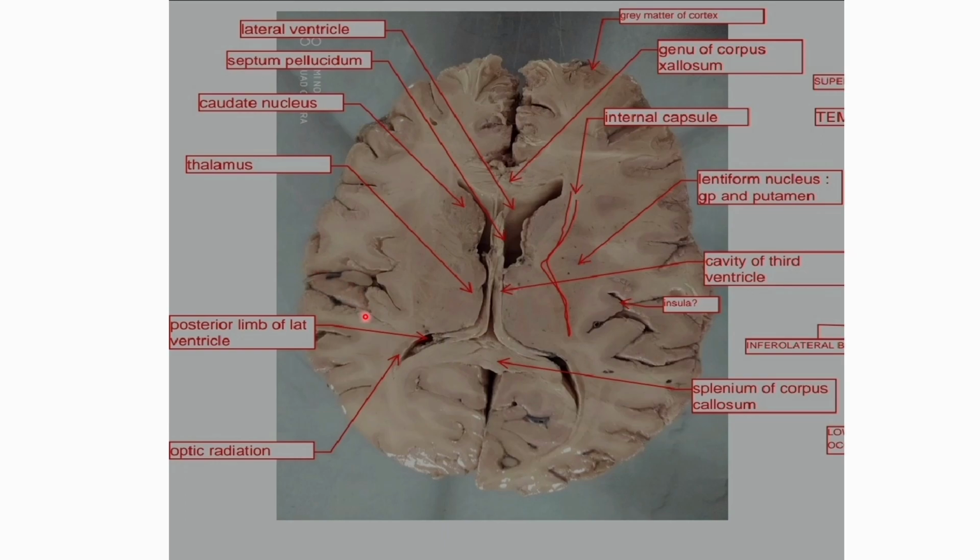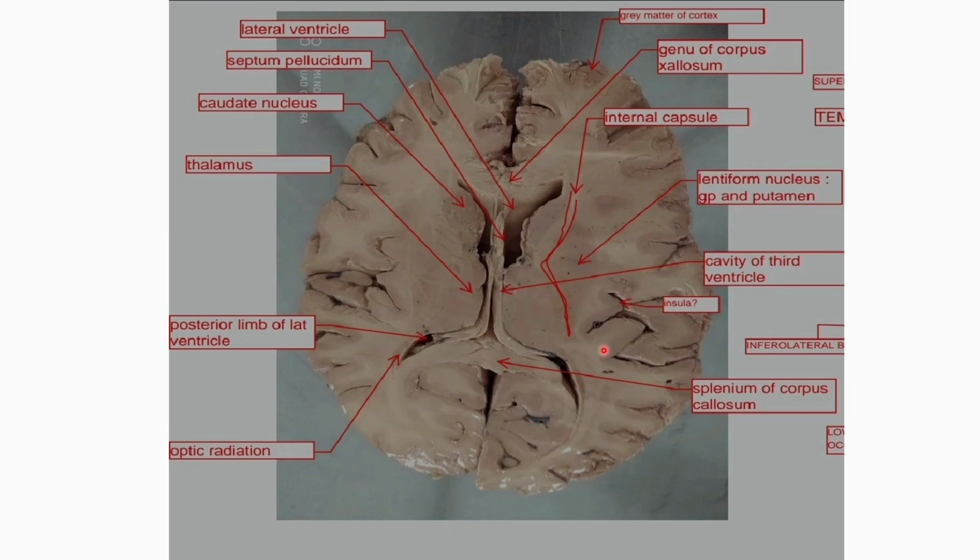Now moving from lateral to medial, the hidden portion of cortex, which is hidden away from surface of brain. This area of cortex is called insula. Deep to this gray matter, that is insula, white matter is seen, that is called external capsule. This white matter is called external capsule.